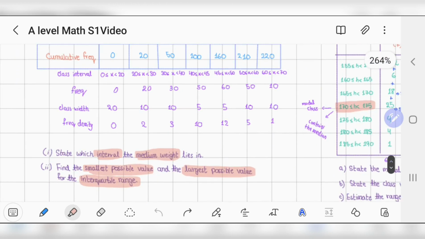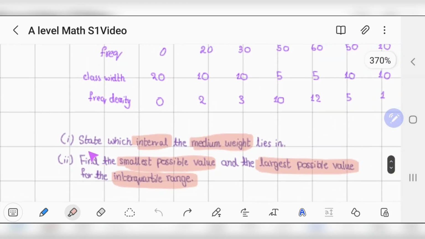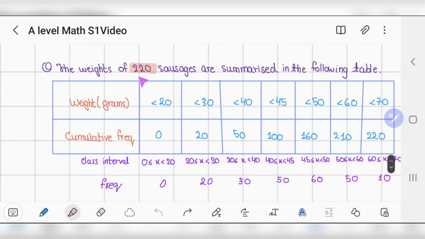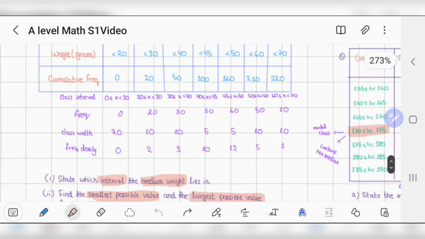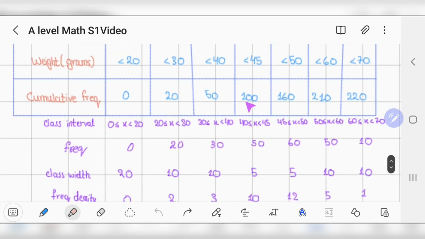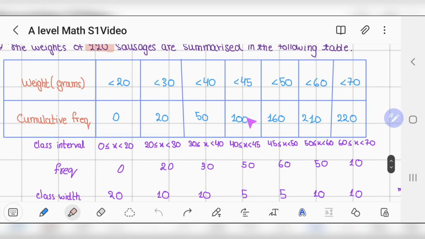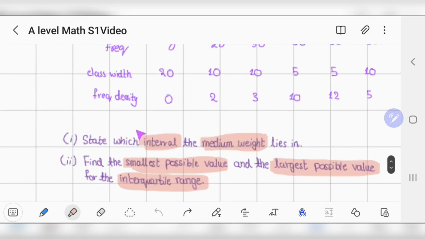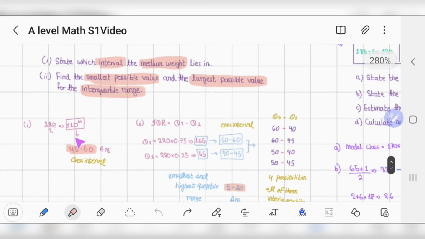And now let's see what we have been asked. State which interval the median weight lies in. Okay, so the total frequency is 220, so we're going to divide by 2. 220 over 2 becomes 110. So 110 lies between 100 and 160, which means it lies in the class interval between 45 and 50. So this is the median class interval. So this is the answer, 45 to 50.